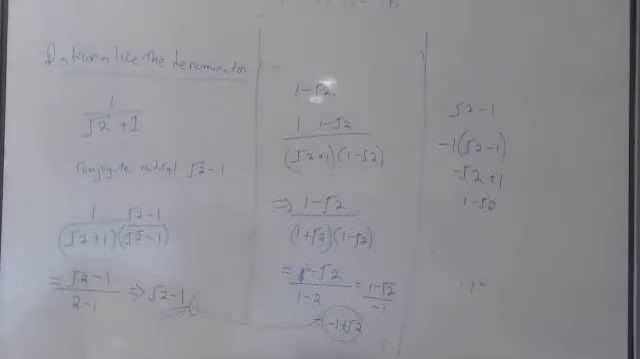Excuse me, sir. In the first example, how did you arrive at the answer as root 2 minus 1? I can see we have root 2 minus 1 over 2 minus 1. What is 2 minus 1? Over 2 minus 1 is 1. All right. Okay, thanks.